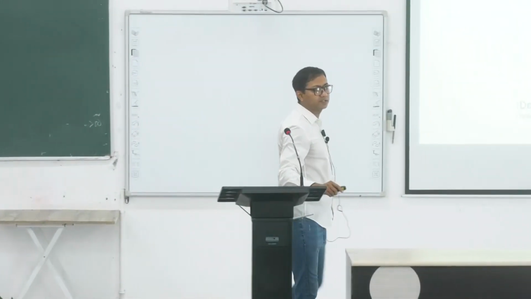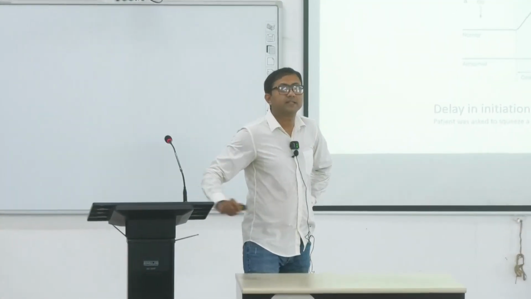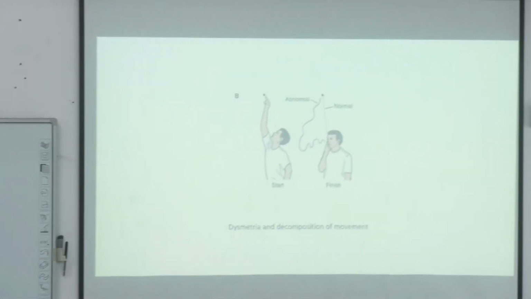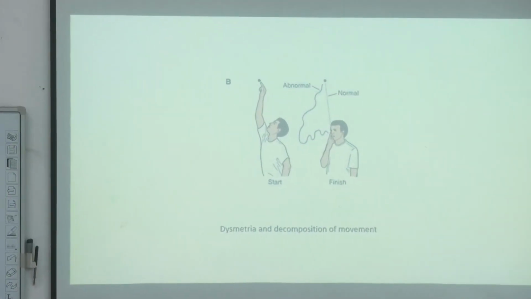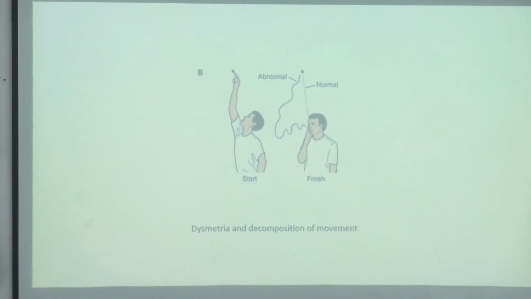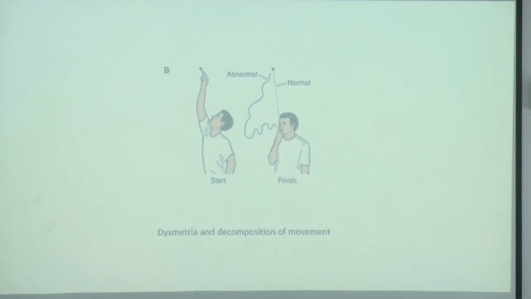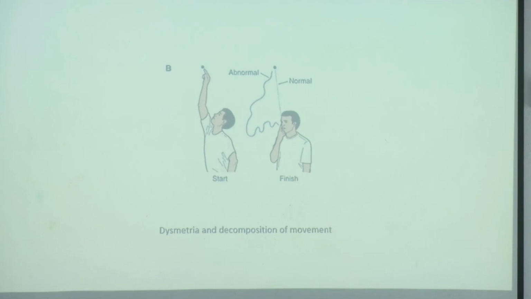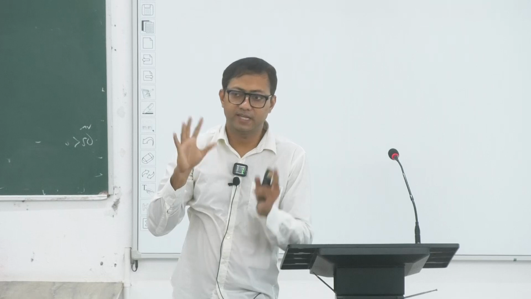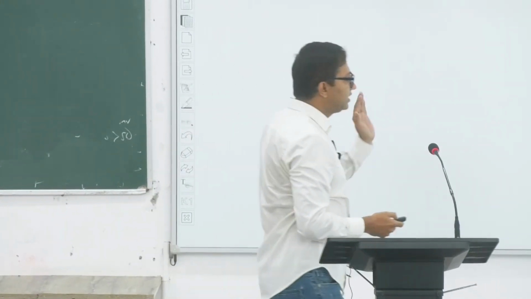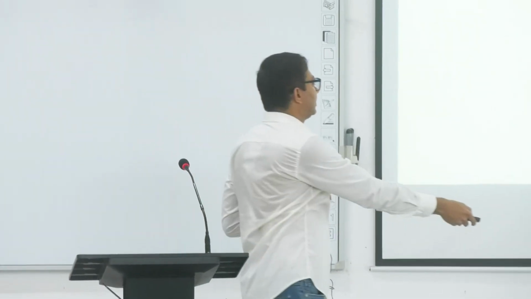Second point, what is the second point? Yes, dysmetria. Dysmetria and decomposition of movement. The patient will be asked to touch a point above and then touch the tip of the nose. So instead of doing a smooth movement, the patient will be doing a haphazard movement and finally may or may not touch the tip of the nose. So dysmetria and decomposition of movement.